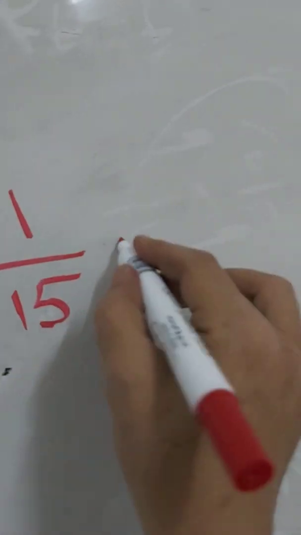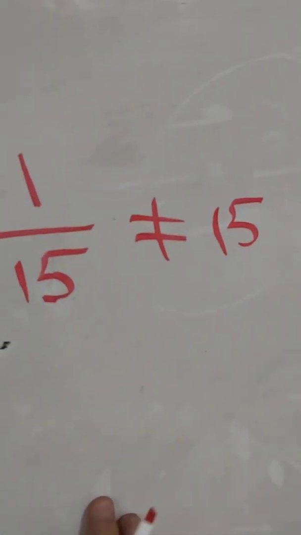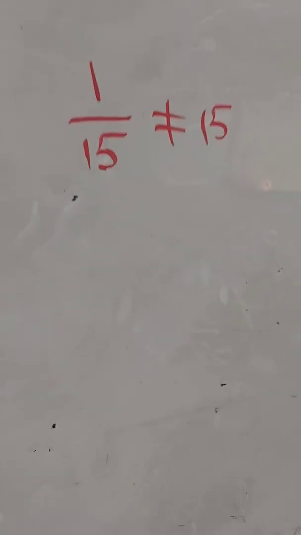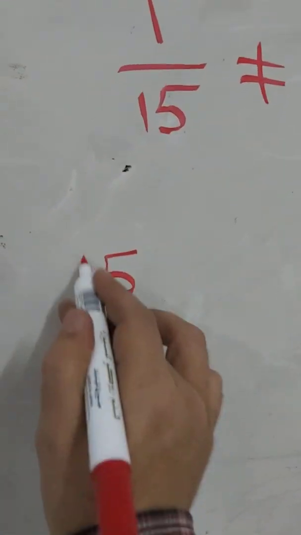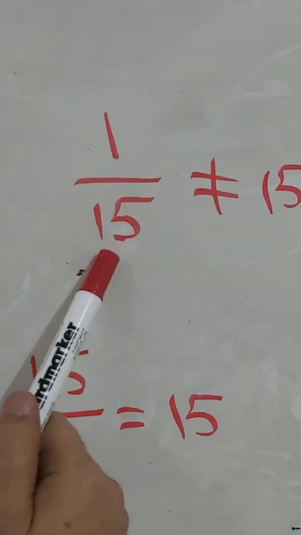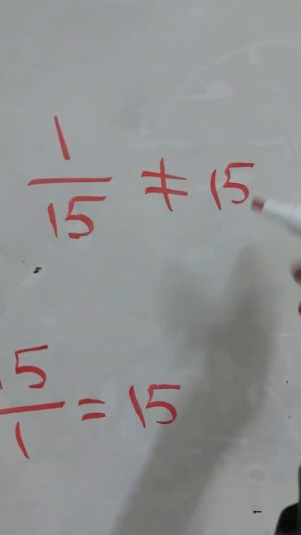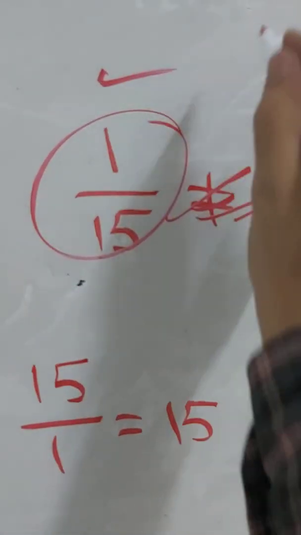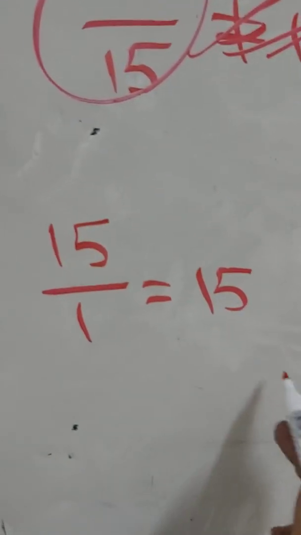Be careful, guys, that 1 over 15 is not equal to 15. This is a common mistake between the students. 15 over 1 is 15. Here 1 divided by 15 stays 1 over 15. It's not 15. Okay? But here 15 divided by 1 is 15.